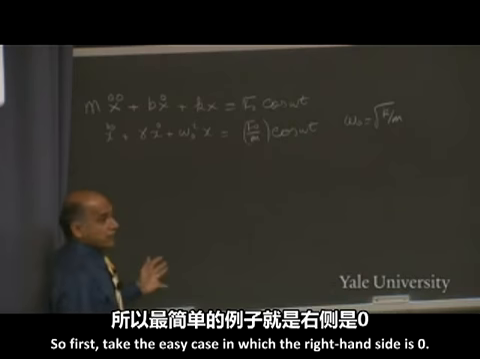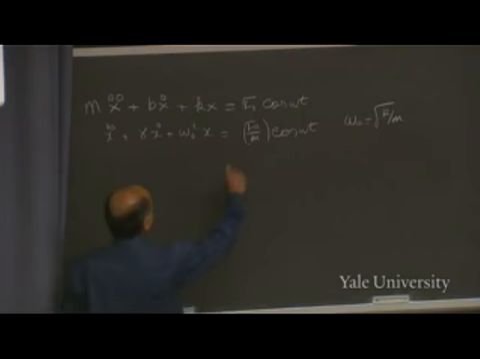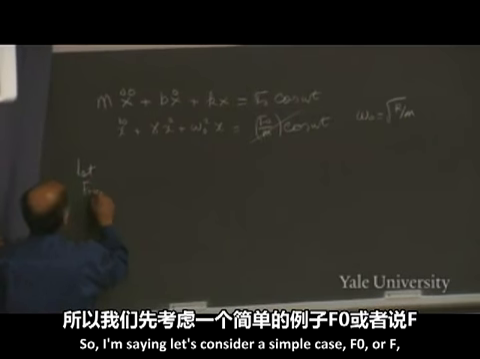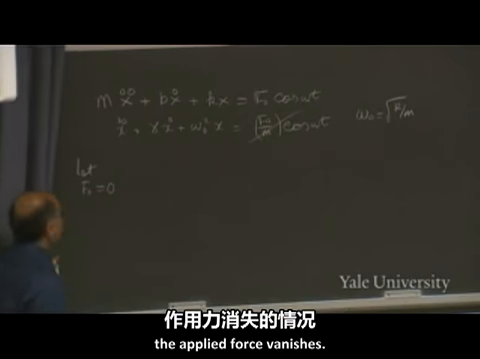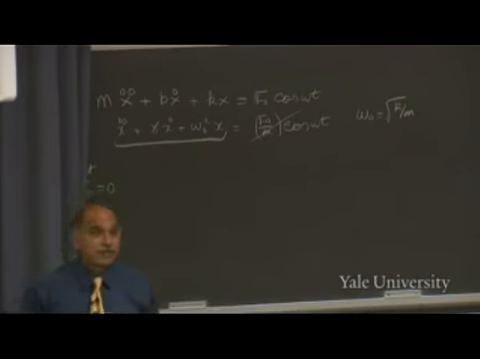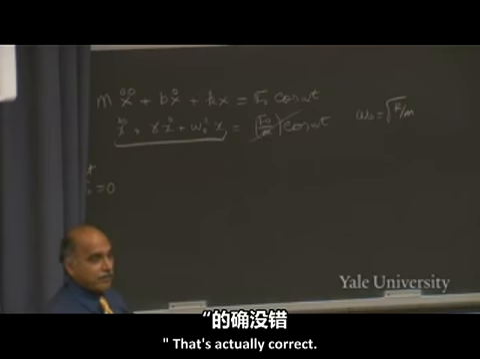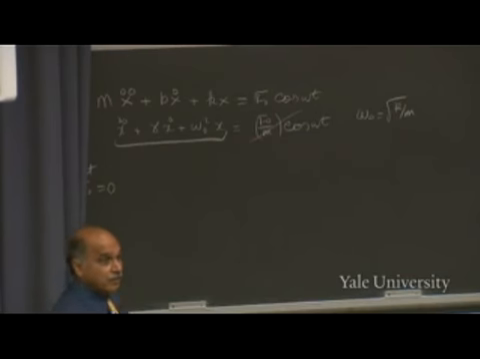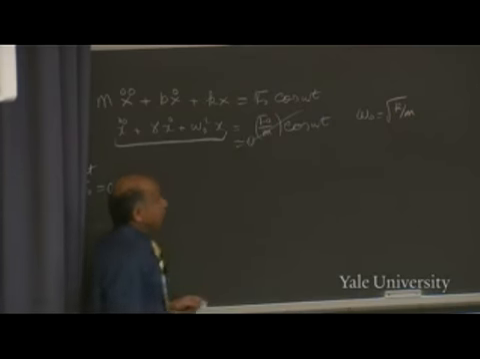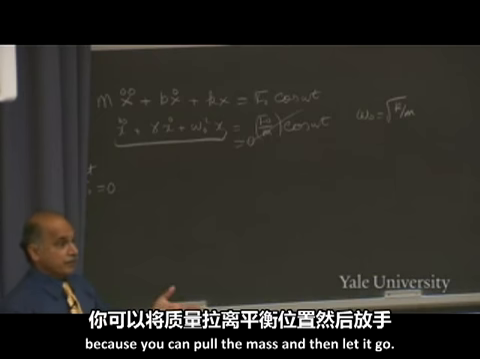So first take the easy case in which the right hand side is 0. No driving force. So I'm saying let's consider a simple case where f0, the applied force, vanishes. That's the problem I spent considerable amount of time on yesterday. You can say, well, if there's no driving force, why does anything move? That's actually correct. If you took a mass and a spring and didn't do anything to it, the solution to this equation is x equal to 0, and that's just fine. But it also has interesting non-trivial solutions, because you can pull the mass and then let it go.